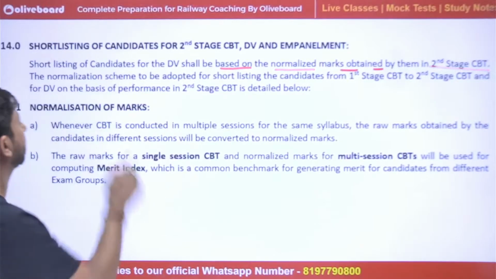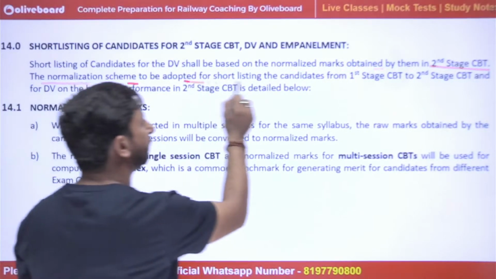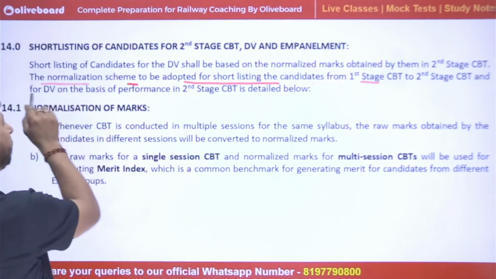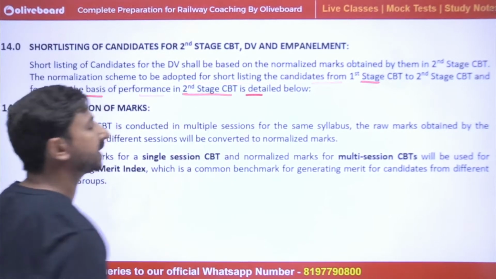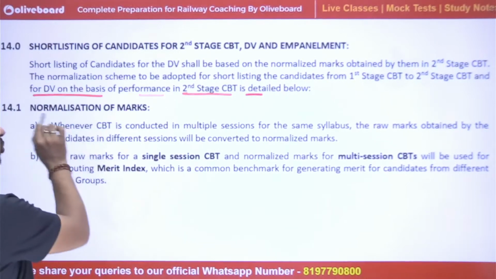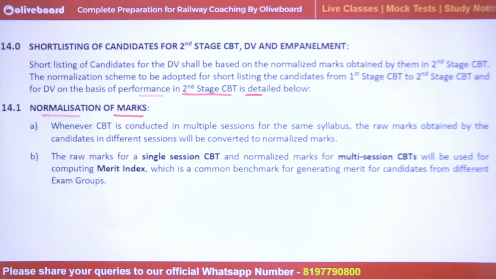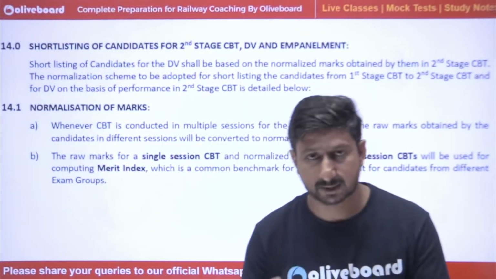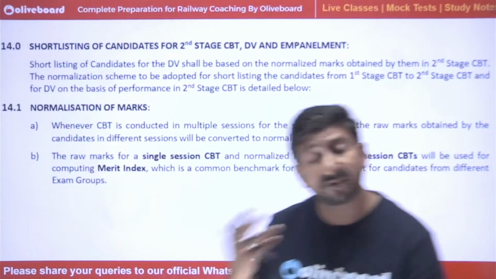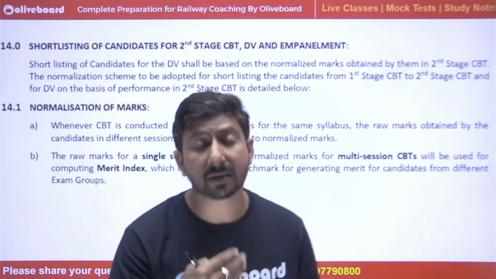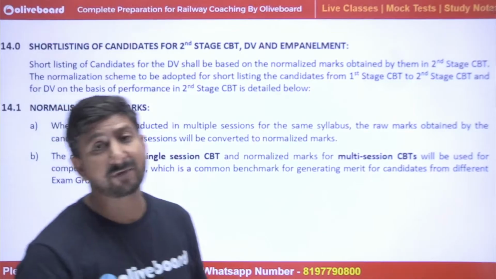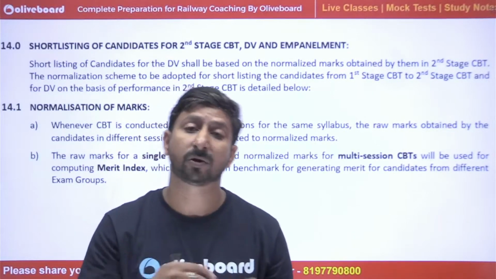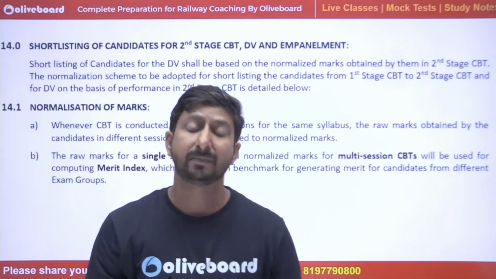And how is it calculated? The normalization scheme is to be adopted for shortlisting candidates from the first stage CBT to the second stage CBT, and for the DV on the basis of performance in the second stage CBT. Now, how will we calculate the normalization of marks? Whenever the paper happens in multiple sessions, when there are a number of shifts in your exam, then your final cutoff will be calculated on the basis of the normalized marks or the merit index.